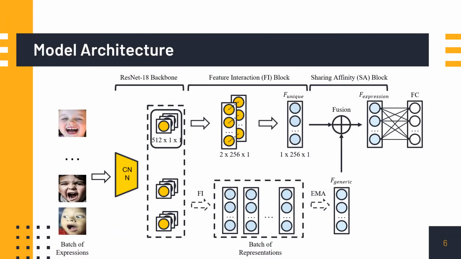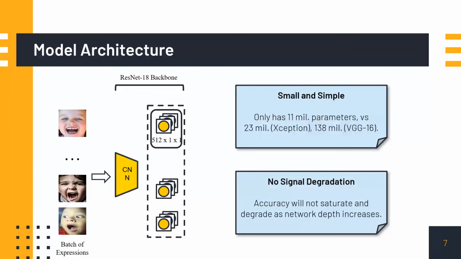Moving on to model architecture, this is how our overall architecture looks like. Let me take you through portion by portion. We chose to start off with a ResNet 18 backbone, pre-trained on the ImageNet, for two main considerations. One, the ResNet 18 backbone is small, with just 11 million trainable parameters, as compared to Xception's 23 million and VGG16's 138 million. Second, ResNet 18 is powerful, as it is designed to circumvent the same signal degradation problem faced by non-residual networks.